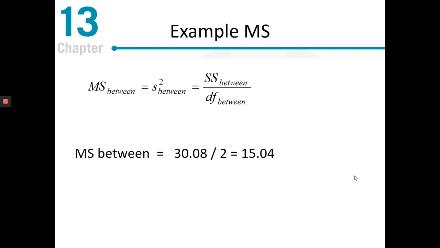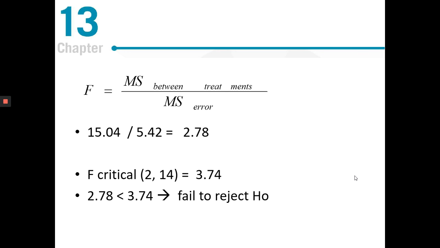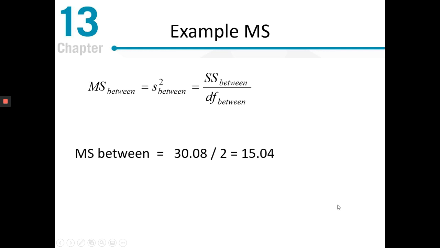Now we can do the mean squares between. This is the same as the one-way ANOVA. Mean square is always going to be sum of squares divided by degrees of freedom. Mean squares, this is our new thing, our new sum of squares error divided by the degrees of freedom error. Our mean square error is 5.42. Our F is the between treatment, so the MS between, that's the old one. And then now we have the new smaller error on the bottom. So mean square between treatments over mean square error. We come up with 2.78. Remember that we have 2 and 14 degrees of freedom, 2 between treatments, 14 for error.